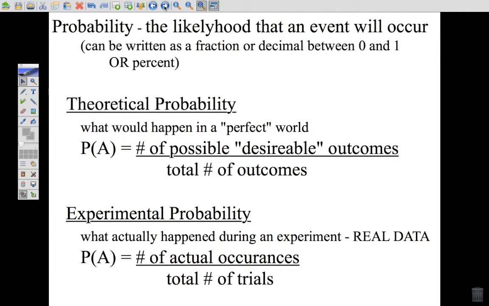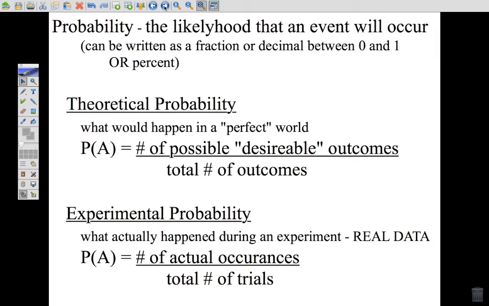Or if we look at that hypothetical example, if we were to call our local hospital and found out that there were 100 children born in our town last year, and they told us 52 girls and 48 boys, the experimental probability for having a girl would be 52 out of 100. The experimental probability of having a boy would be 48 out of 100. Based on real data, based on real trials.